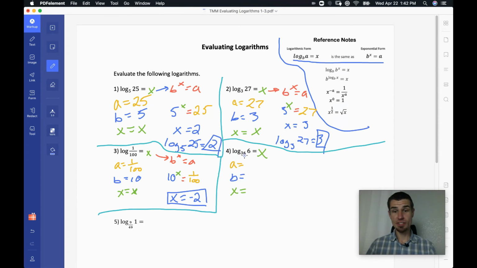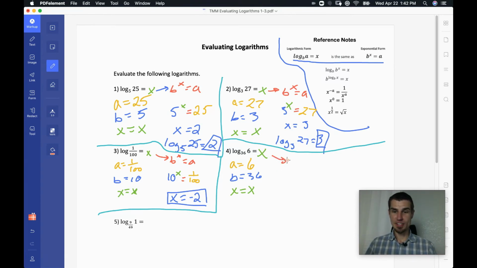So moving from left to right, log base b. So log base 36, our b is equal to 36. Log base b of a, log 36 of 6. So our 6 is a, because that's what's in the logarithm, that's where we find a. And our x is x, because that's what the logarithm is equal to.